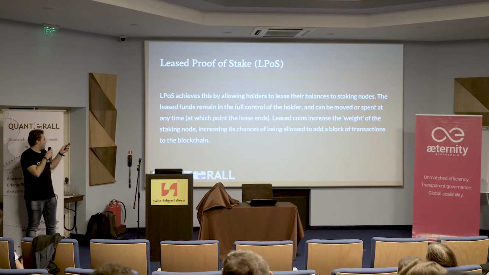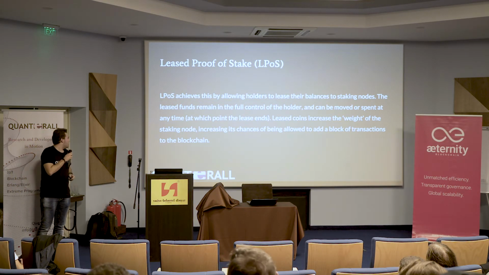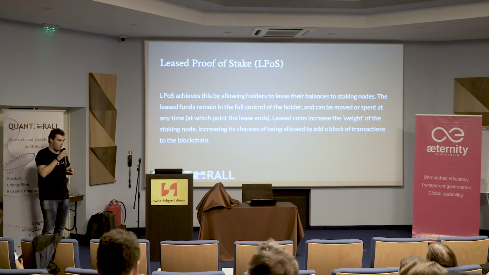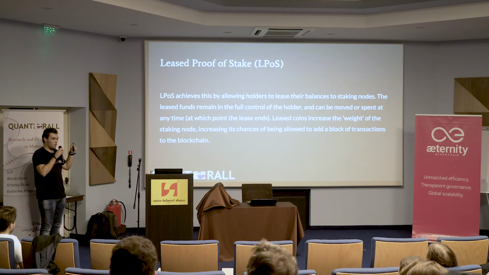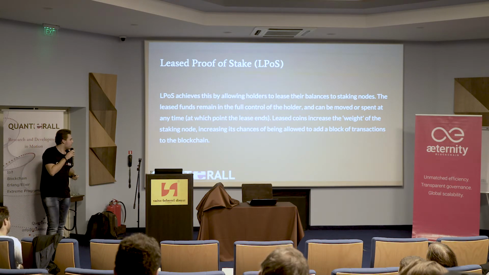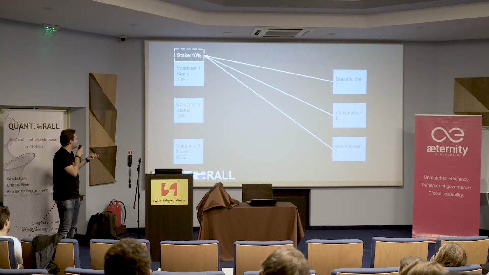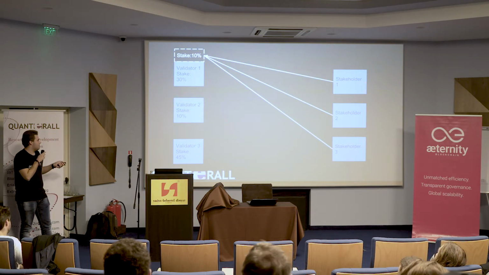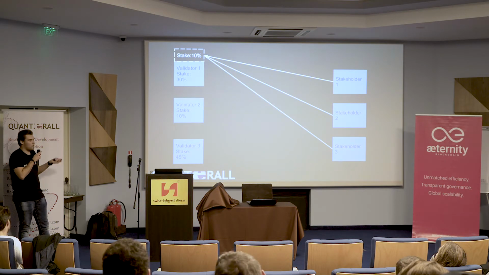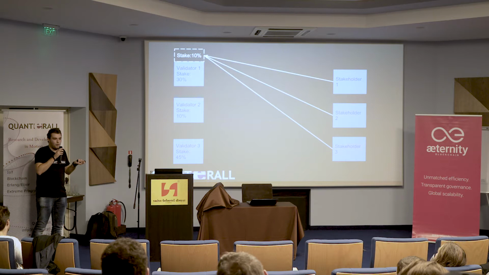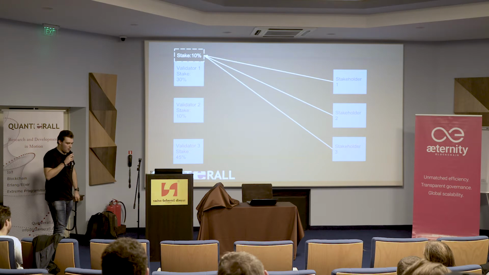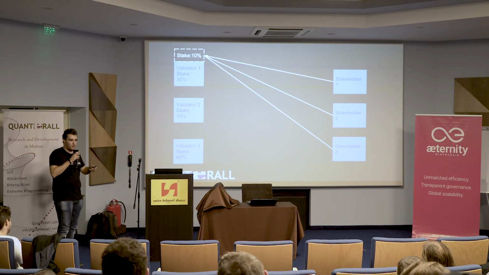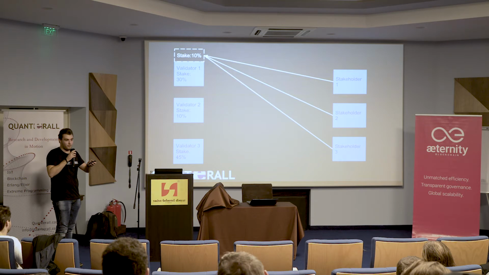And if the staking node validates a block, the reward is split between him and the nodes who leased him their money. So let's see. These are little stakeholders. They have no chance of validating a block all by themselves. The chance is little. You can think of it as if you have low hash rate in proof of work, your chance of mining a block is very little, right?